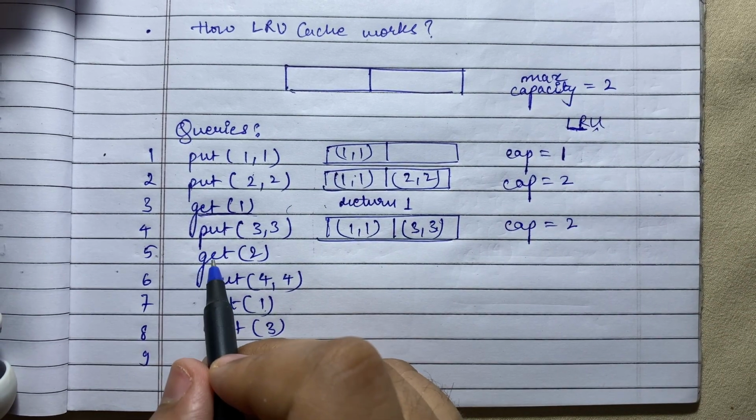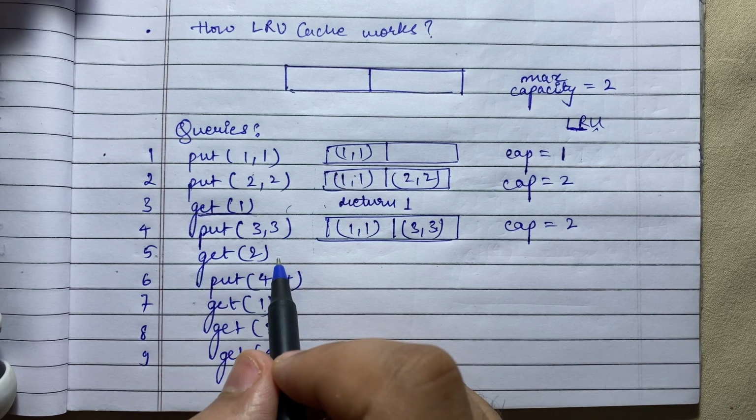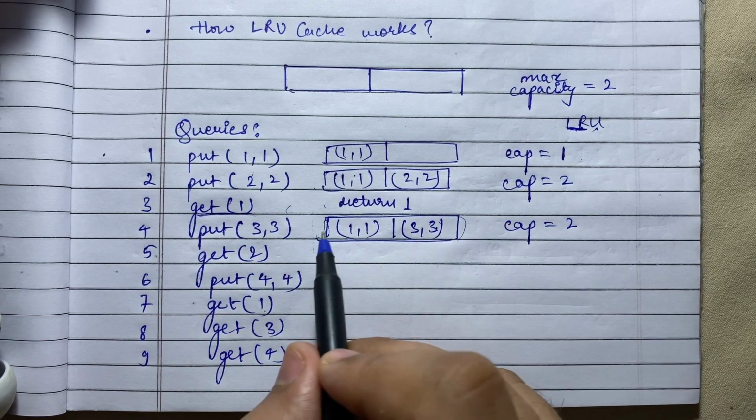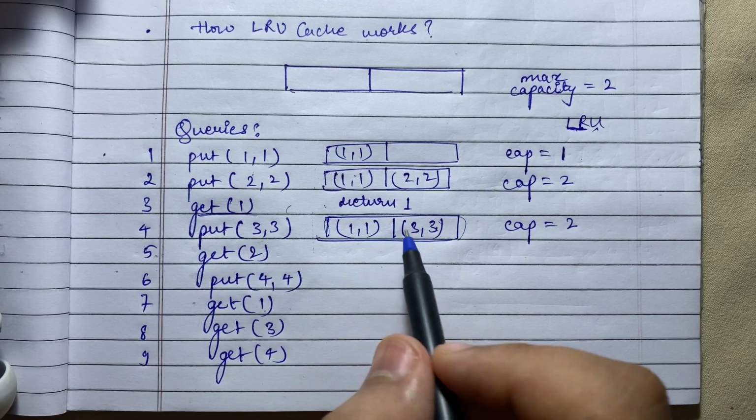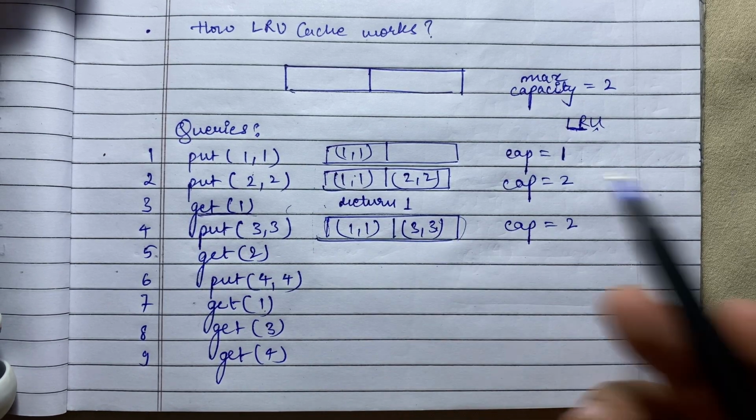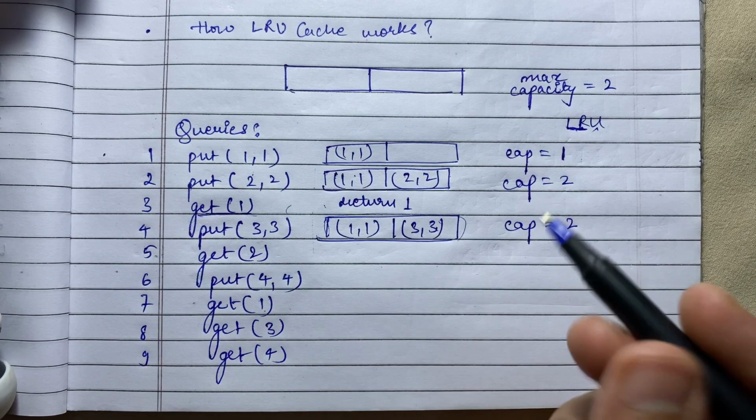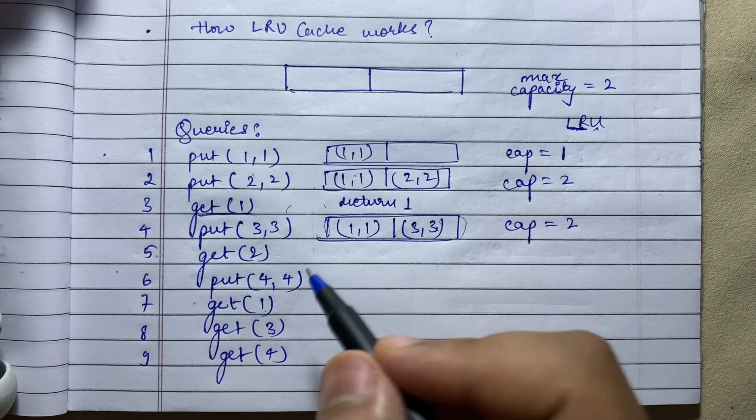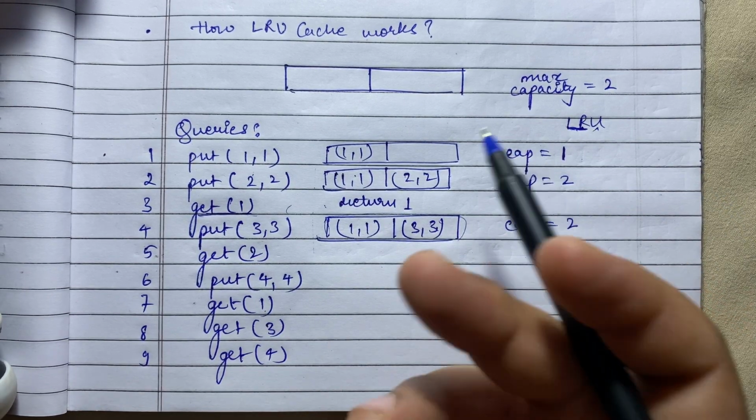Again, we have get 2, which means that since we don't have any key 2, and we don't have any corresponding value either, we have to return -1, which basically means that the value is not found.